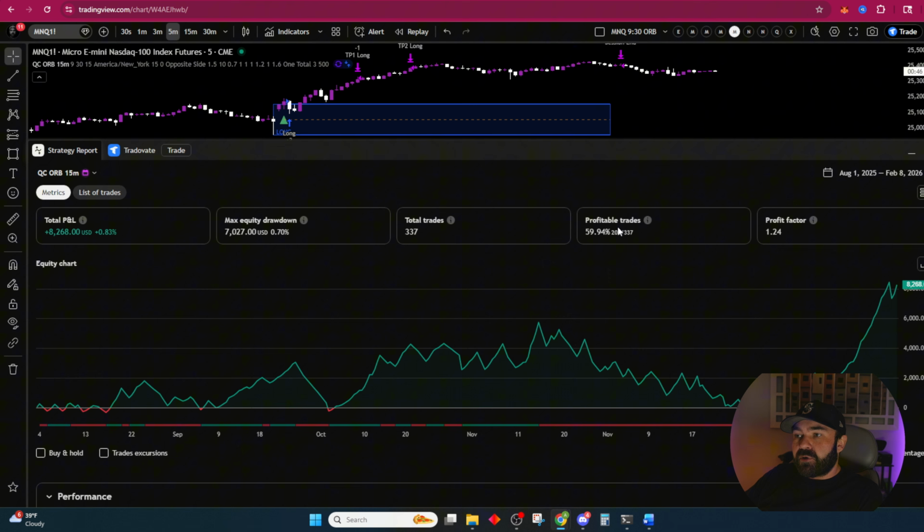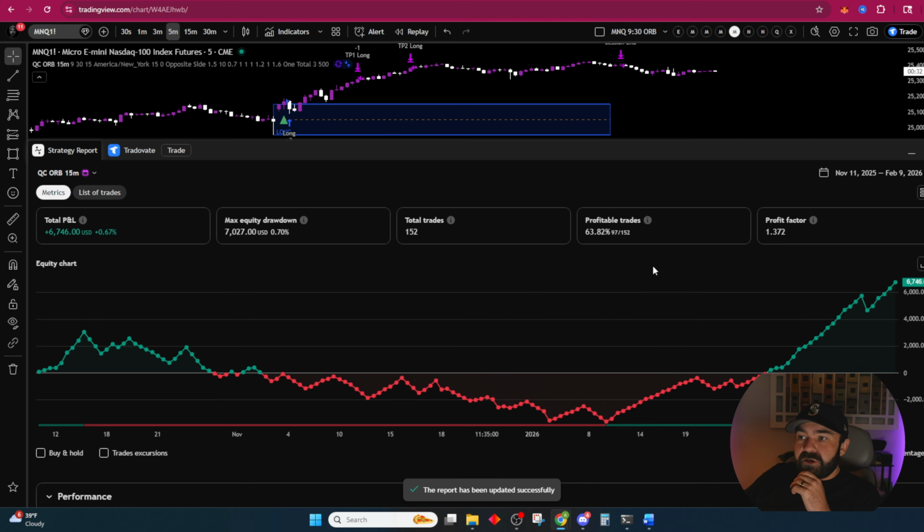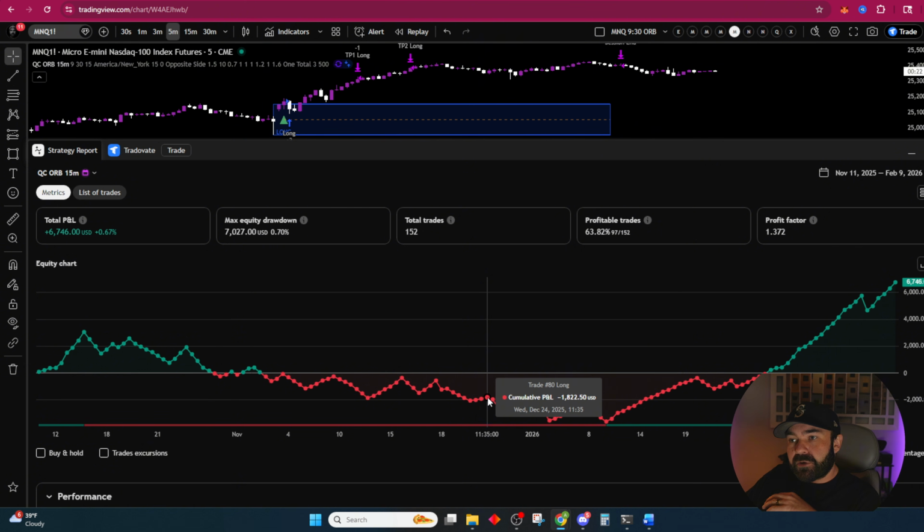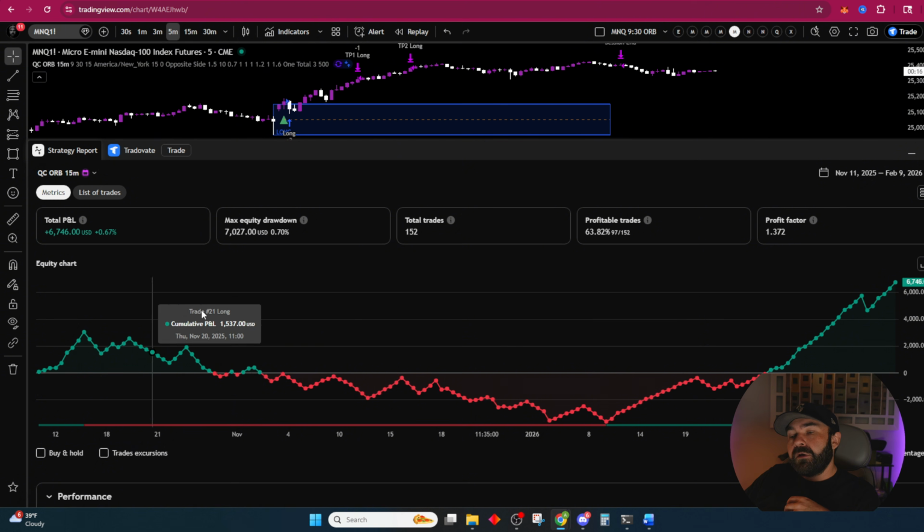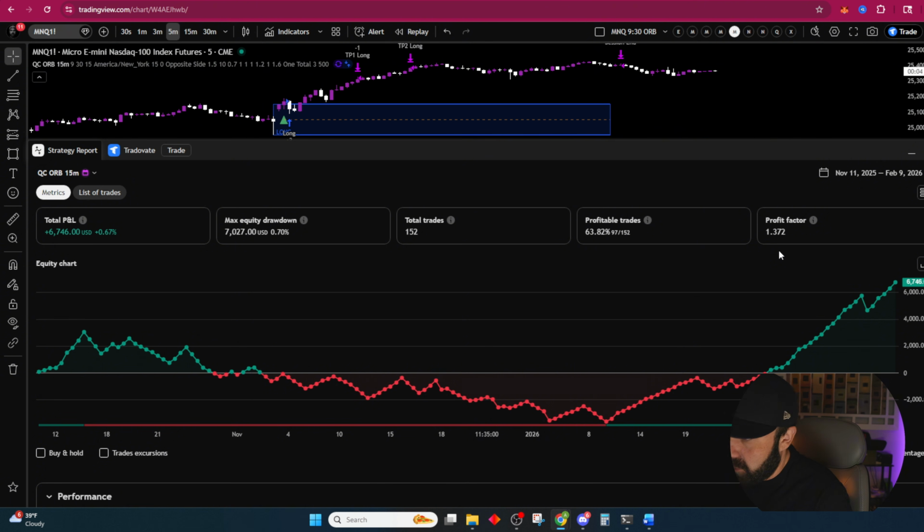So if you're dealing with drawdown, you've got to be careful. 337 trades, profitable trades of 59.94%, and a profit factor of 1.24. So looking at the last 90 days, you see where your losses came from. Again, some of these are account ruiners, but if you're trading real money and you're not using prop firms, this applies, but you're going to be profitable. But if you're dealing with prop firm accounts, your drawdowns are going to be tough. So last 90 days, profitable 63.82% of the time with a profit factor of 1.372 over the last 90.